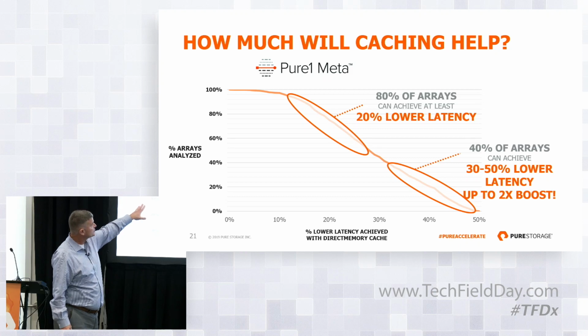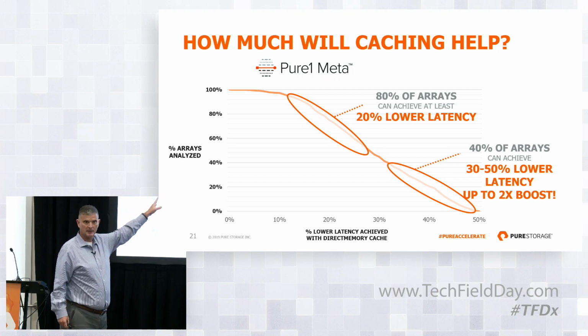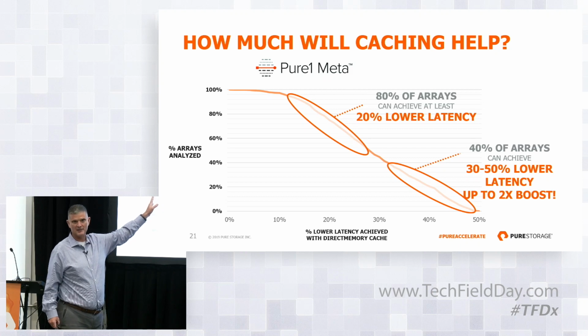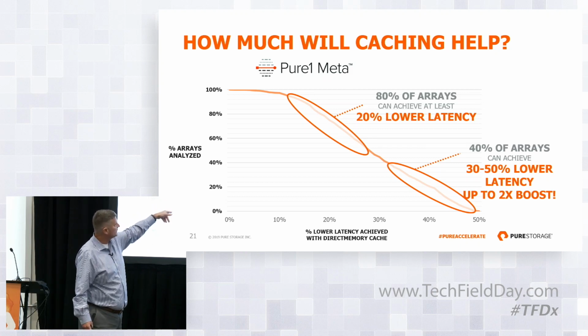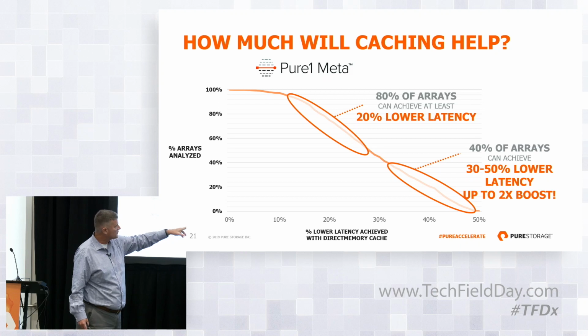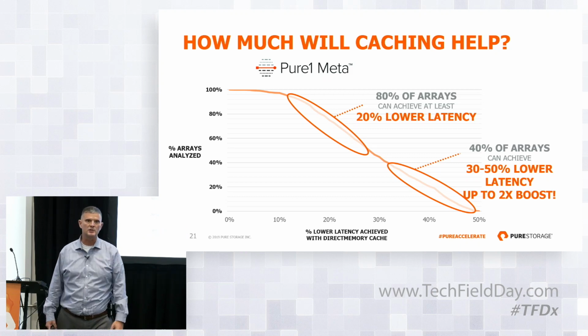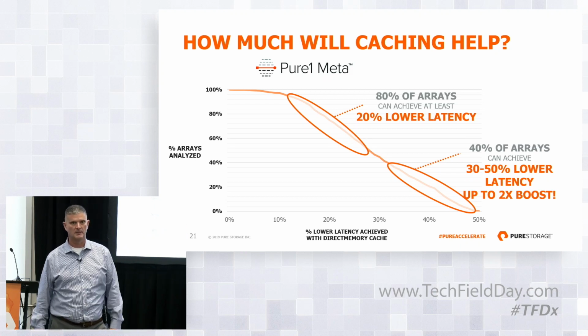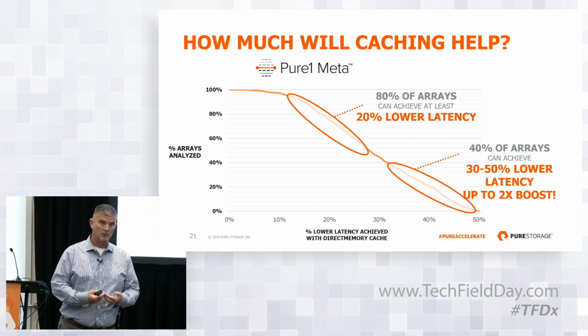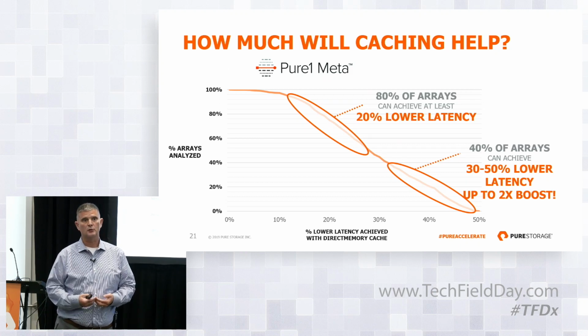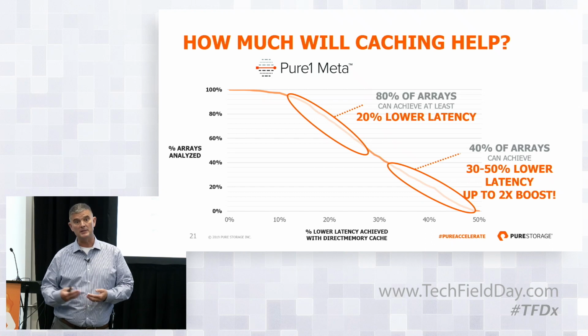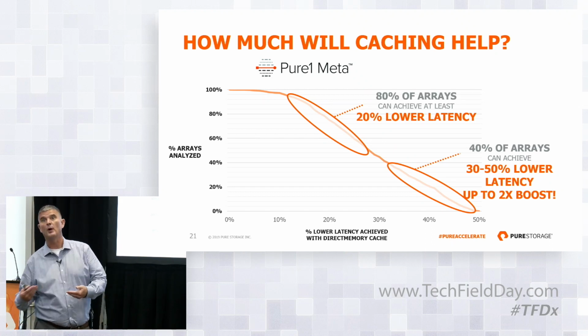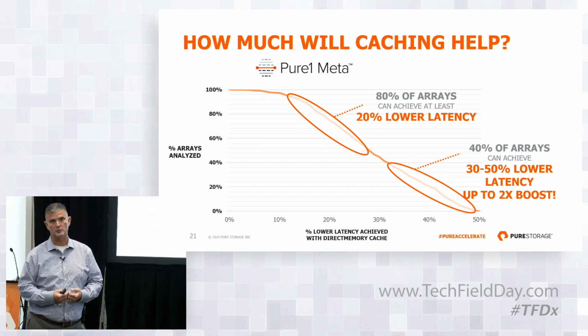But 80% of our arrays out there in our fleet, and this is not an analysis of all of them, this is the higher end, because we expect customers with higher-end arrays to care about this. If you've got an X10 or an X20, you probably don't care about performance. 80% of the arrays could get 20% lower latency, whereas 40% of them could get 30 to 50% lower latency based on the workloads they're running today. We're going to have a tool. If you've got an existing array, we can model this for you. We are going to have tools within Pure One where we can model this type of data for customers as well.